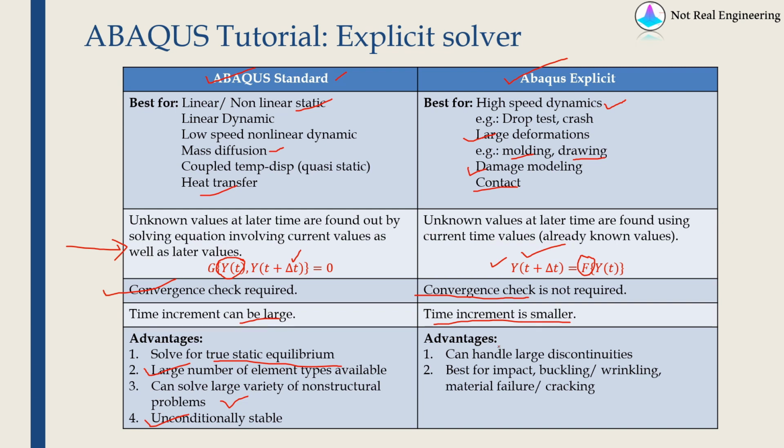On the other hand, Abaqus Explicit can handle large discontinuities. That is a huge advantage when you solve crash problems or problems involving fracture. And it is best for impact, buckling, wrinkling, material failure and cracking.